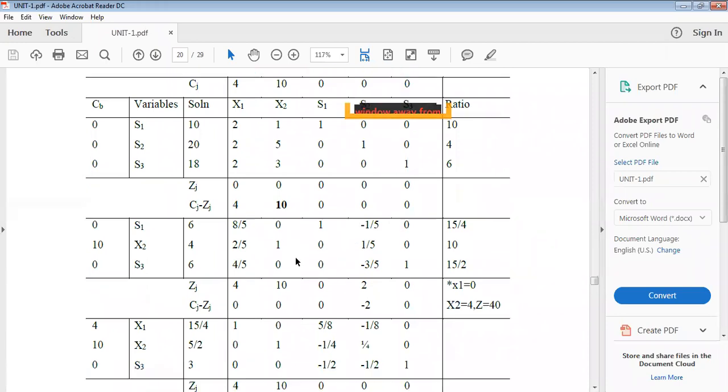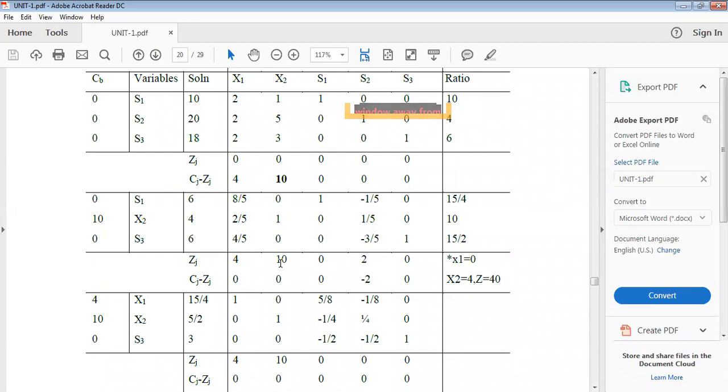Next, after that, you have to identify Zj. Zj you have to identify, and here 0 is there, 10 is there, 0. Previously all zeros means you got all the zeros. Here 10 is there. 0 into 8 by 5, 0 plus 10 into 2 by 5. 10 into 2 by 5, 20 by 5. Automatically it becomes 10 by 2 by 5. So 10 by 2 by 5, ratio is coming as 10, and 10 into 2 by 5.